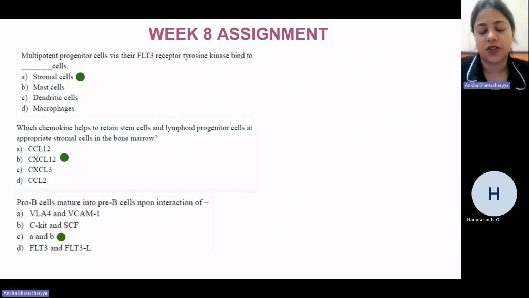We had discussed the entire process of B cell maturation and the way in which T cell effector mechanisms are brought into place in last week's discussion already. I will go back and forth over the slides in case some reference is required. In the first question, we were asked that multipotent progenitor cells, via their FLT3 receptor tyrosine kinase, bind to dash cells. Which of the cells do they bind to? Stromal cells, mast cells, dendritic cells, or macrophages.